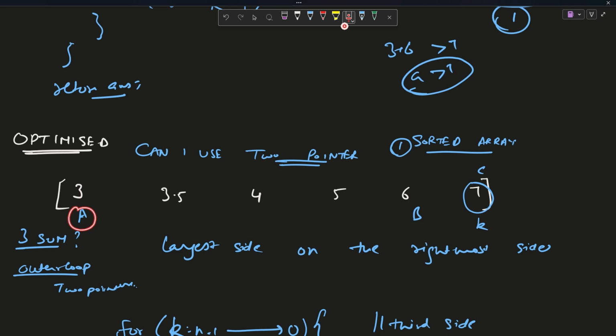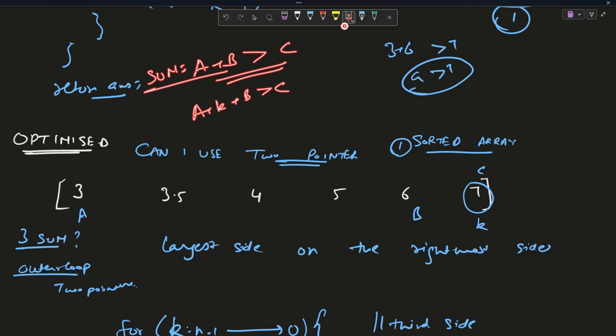If I increase this element, the sum, like sum is A plus B, right? This is my sum, and this sum has to be greater than C. So what I'm trying to say, A plus K plus B is also greater than C. If I add any positive thing to the left hand side, it will still be greater than C. That means if I'm increasing A, the sum will still remain greater than C.